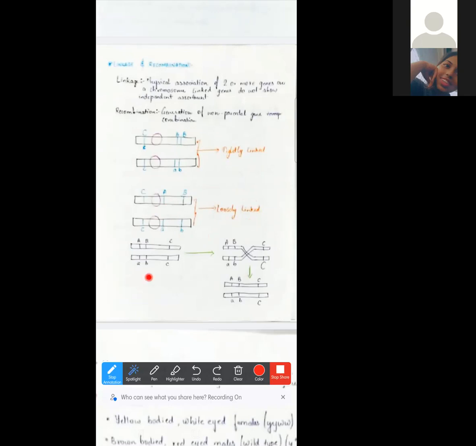Now, actually, according to genetic study, loosely linked is preferred over tightly linked, as loosely linked produce more recombination. So here a loosely linked pair is taken, which is crossed. Crossing means small c, which is actually part of this, is now becoming a part of this due to recombination.